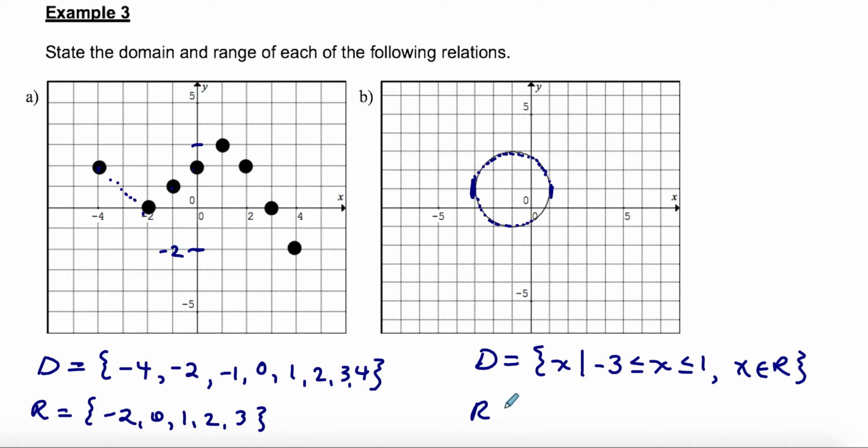The range here is vertically, I see that this graph goes from -1 up to 3. So the range is equal to the set of y such that y is in between -1 and 3. And y is an element of all real numbers.